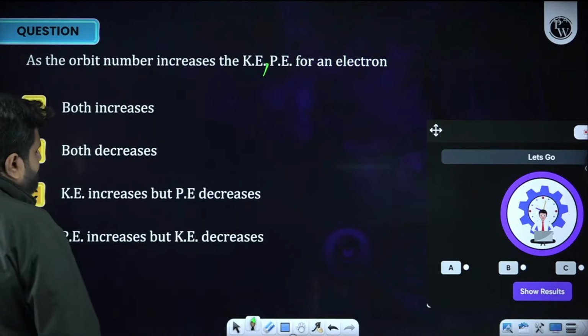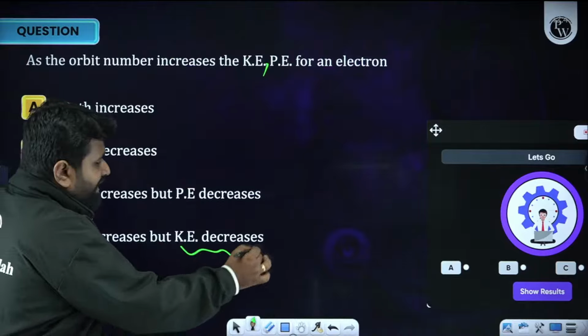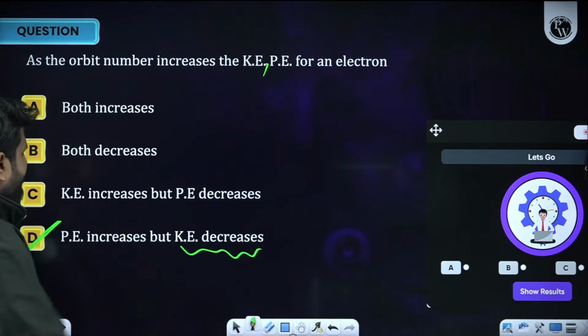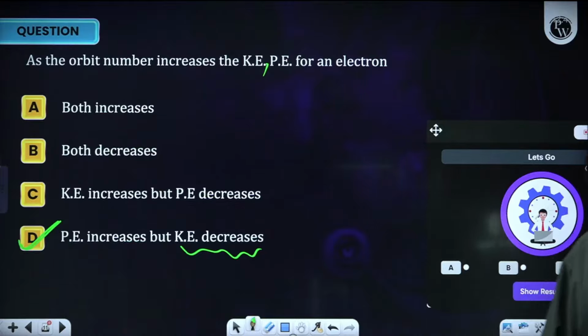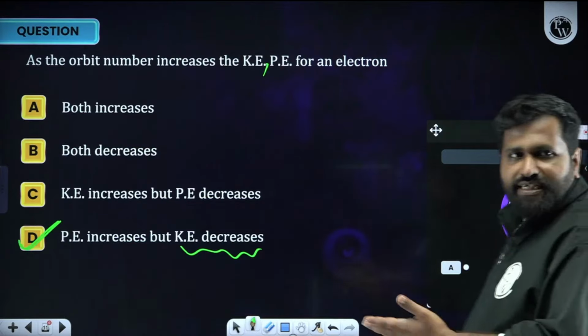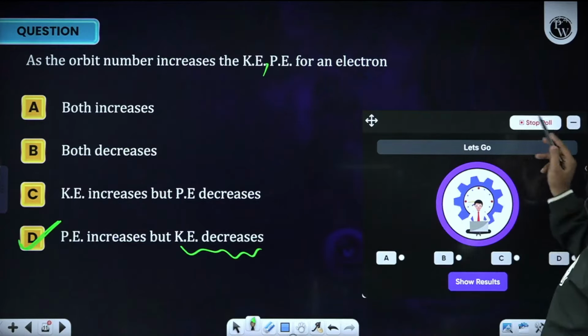What will happen? As the orbit number increases, what will happen to kinetic energy and potential energy? Remember, kinetic energy decreases, potential energy increases. This is very, very important. Kinetic energy decreases, potential energy increases. So please do remember, these are all very, very important. Next question.